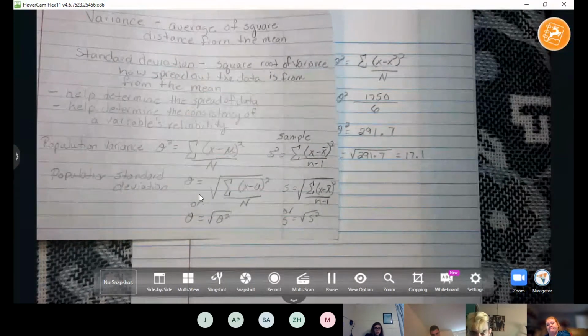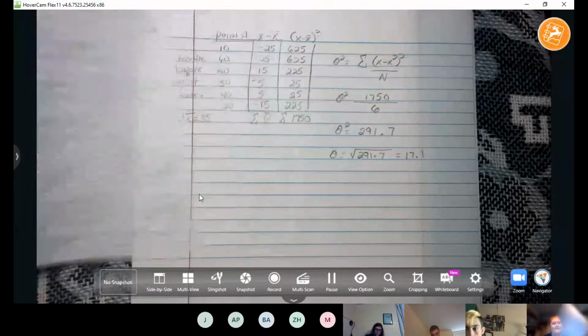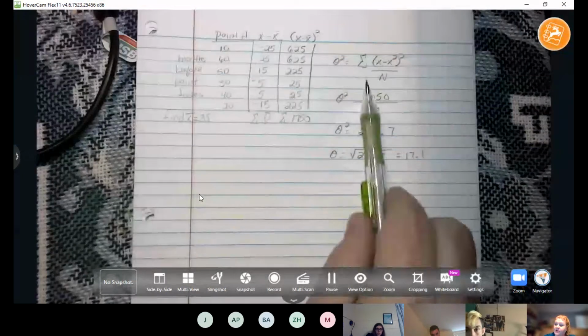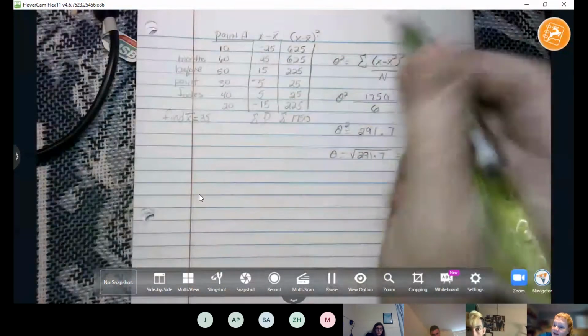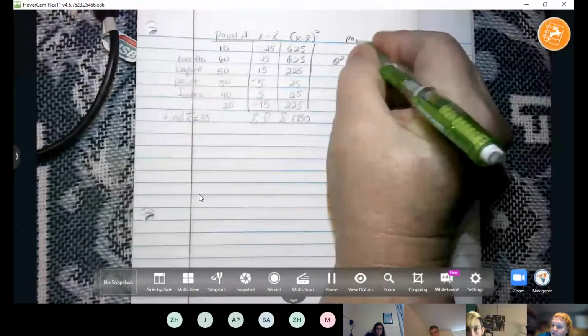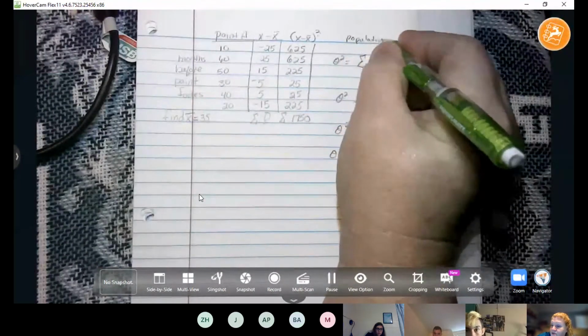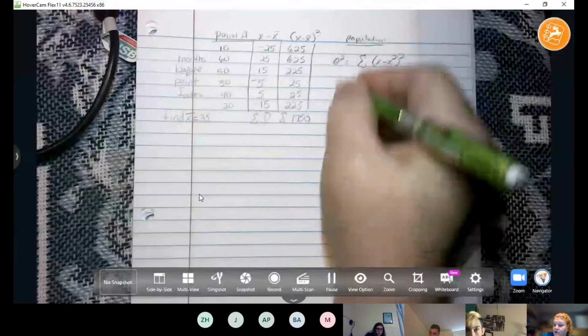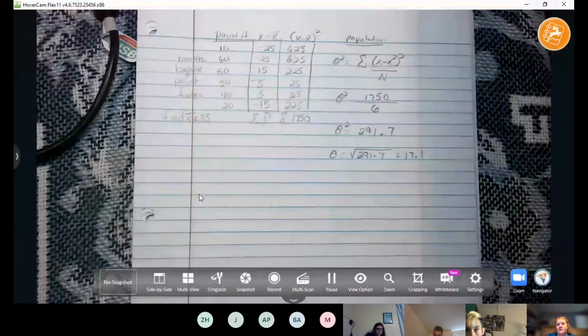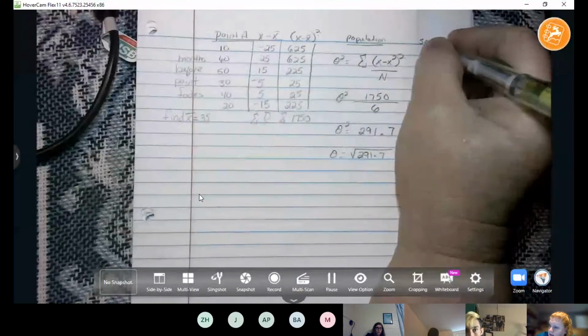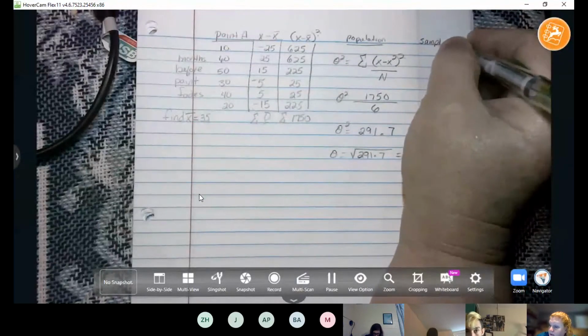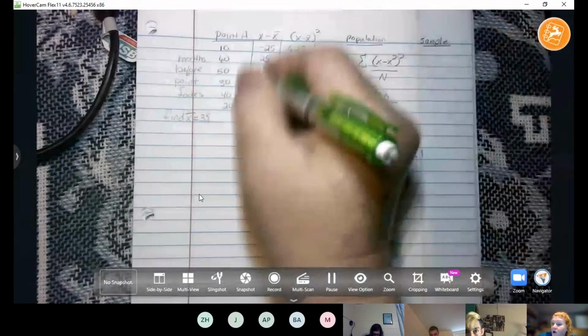Everybody got that? Okay, now let's do the same calculation. So all of these were with population. Notice the symbols that I used. Population.